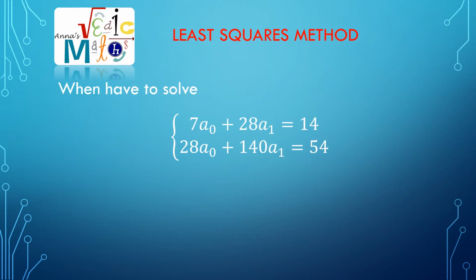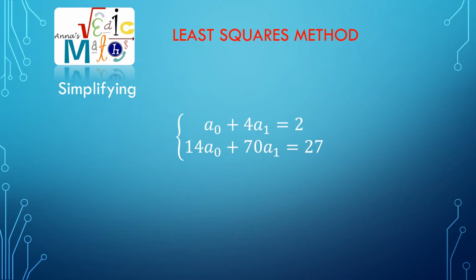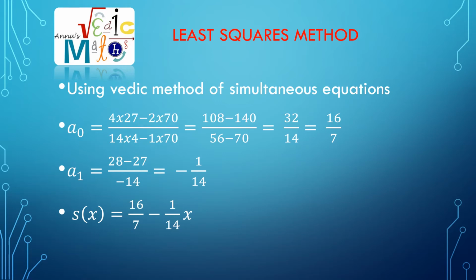We have to solve these two simultaneous equations. We divide the first by 7 and the second one by 2, and we obtain the final simultaneous equations to solve. Using the Vedic method of simultaneous equations, vertically and crosswise, we find the coefficients a0 and a1. a0 is equal 16 over 7, a1 is equal minus 1 over 14. Substituting in the equations, we find the line S(x) equal 16 over 7 minus 1 over 14 x.